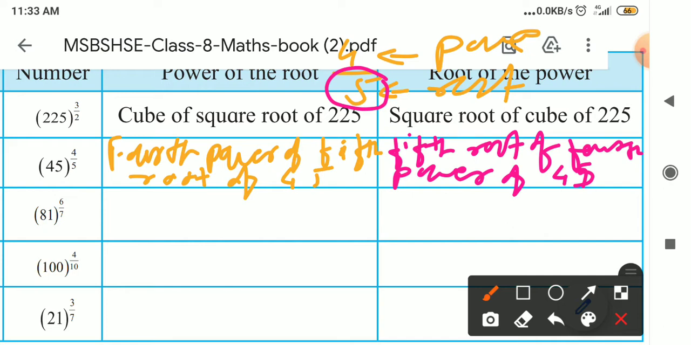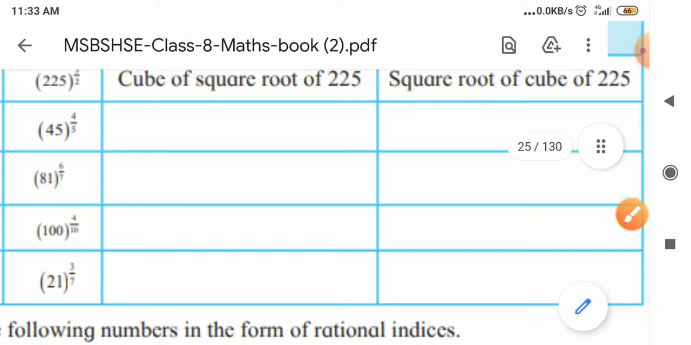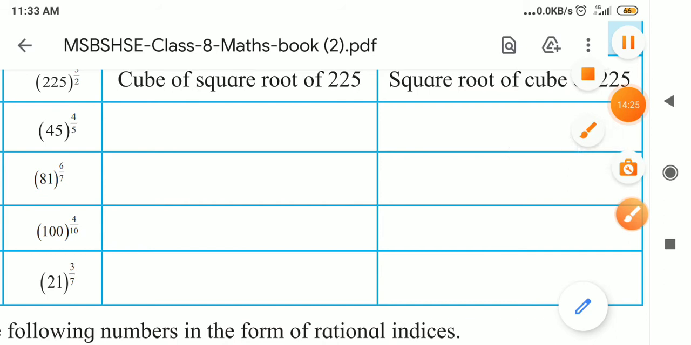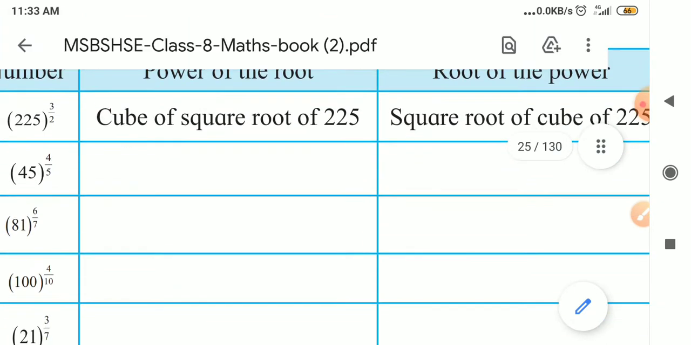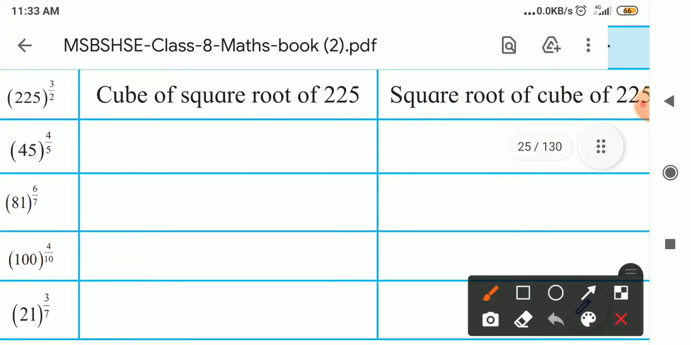Now let us move towards the next question. The question is 81 raised to 6 upon 7. So how to read this? First of all, we start from the power to the root. If you see here, 81 raised to 6 upon 7, 6 is the power and 7 is the root.